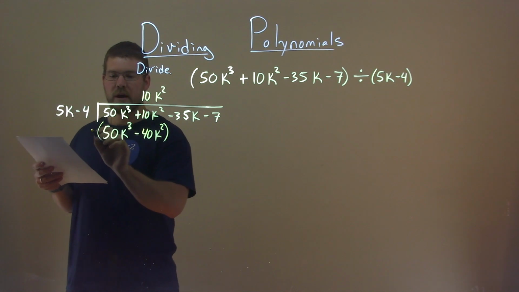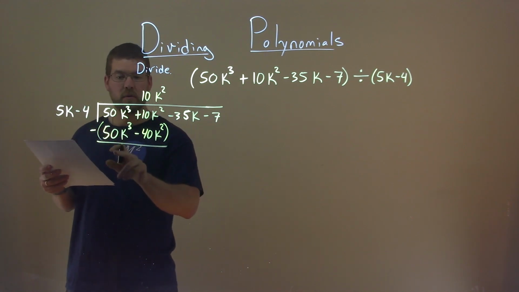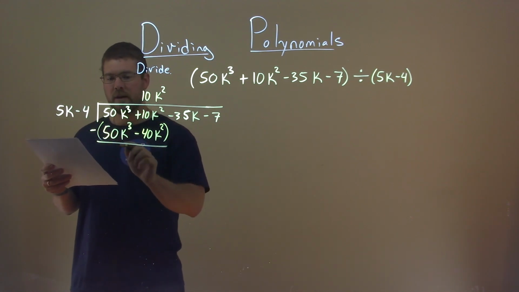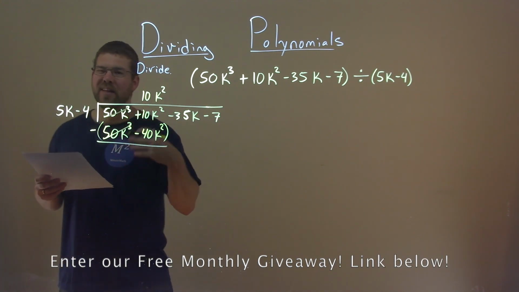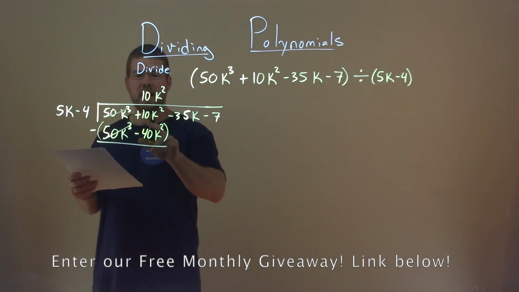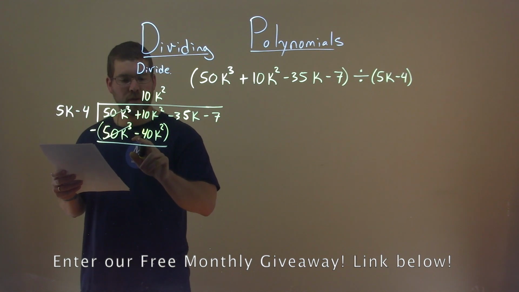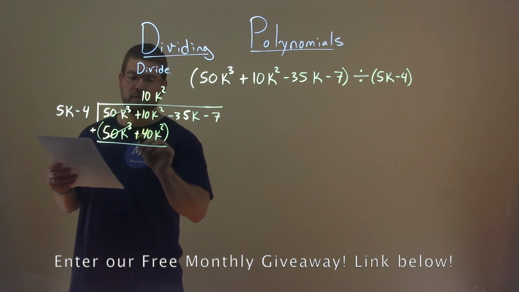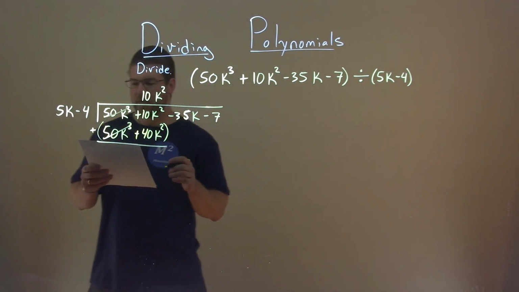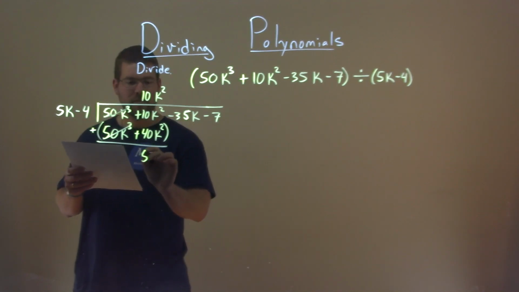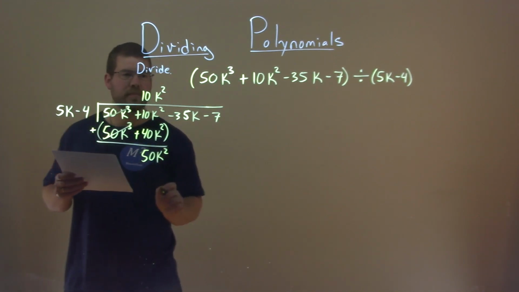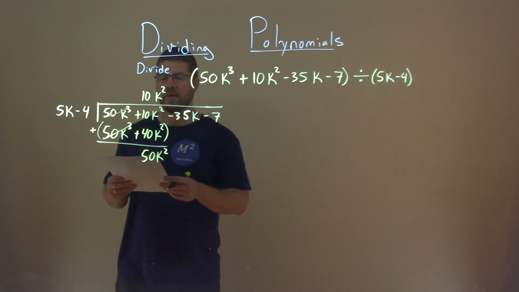Now we're going to subtract the whole thing. Don't forget, we're subtracting the whole thing. 50k to the third minus 50k to the third cancels out like it should have. 10k squared minus a negative 40k squared, or plus a positive 40k squared, that comes out to be a positive 50k squared. And so now we're going to do the same thing again.